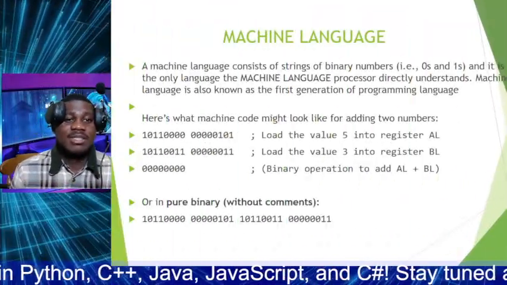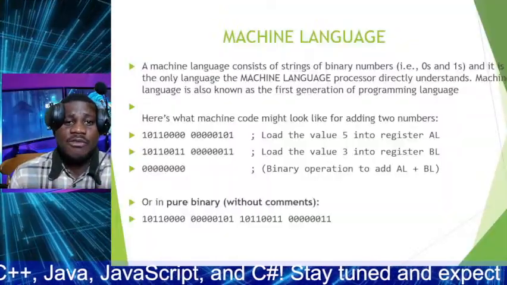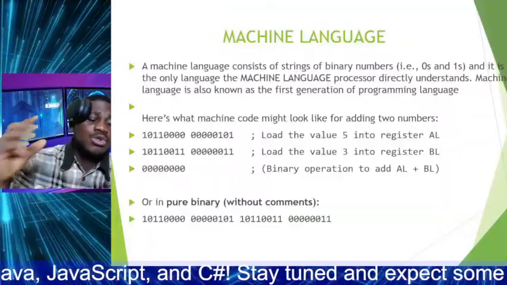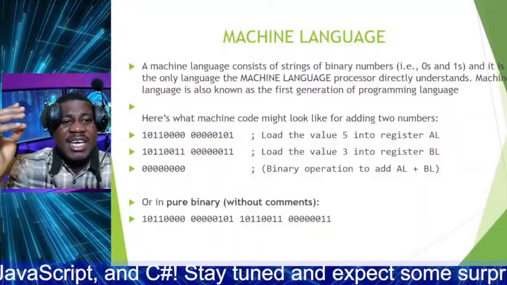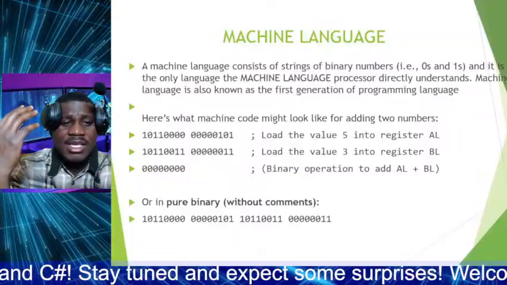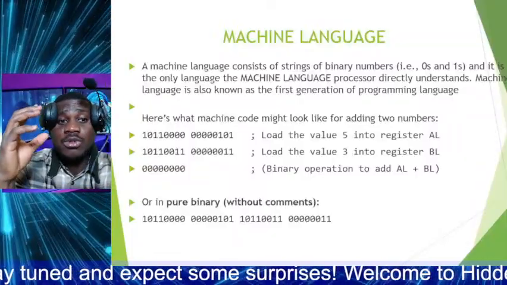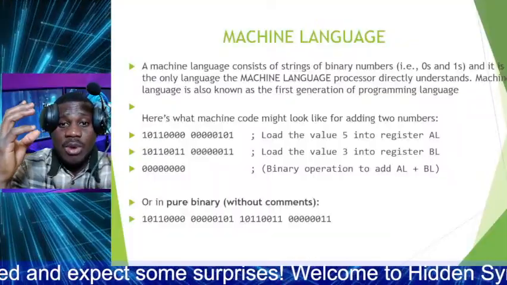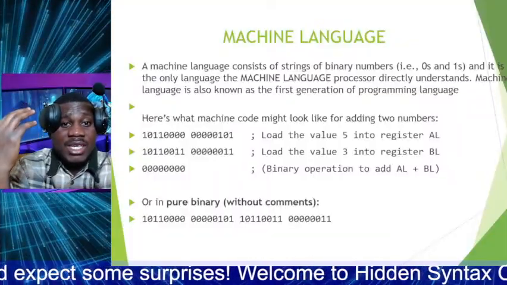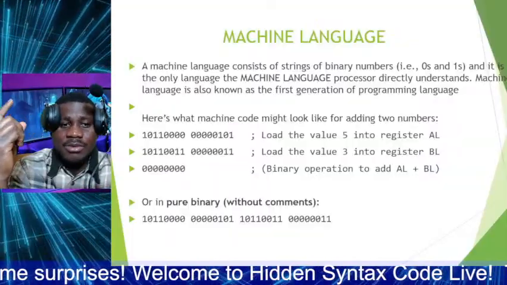So what is machine language? A machine language consists of a string of binary numbers. When you say machine language, it is in its binary form of zeros and ones. The machine language is also known as the first generation of computer language.